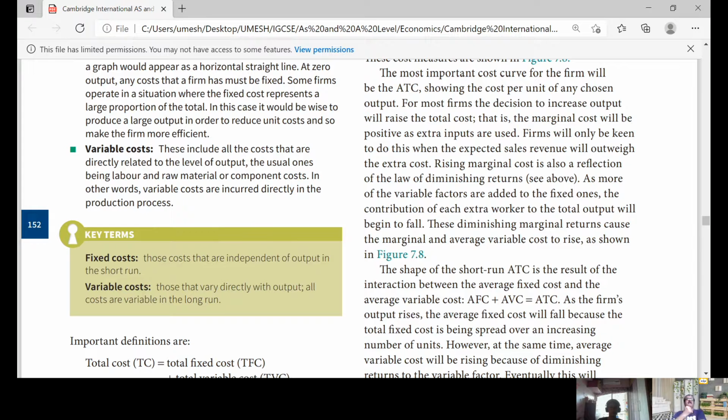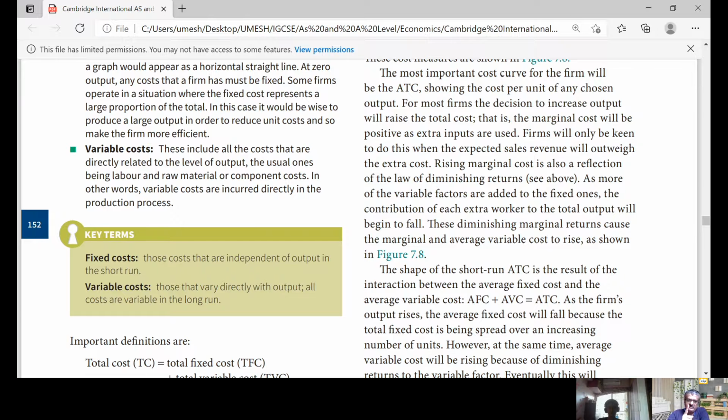For example, electricity charges. Now, as the classes are not going on, there is no electricity consumption in the class, no AC, nothing. So the electricity charges are zero. Telephone charges are zero because there is no output. The same way in production also, the costs which are directly related to the output are called variable cost.